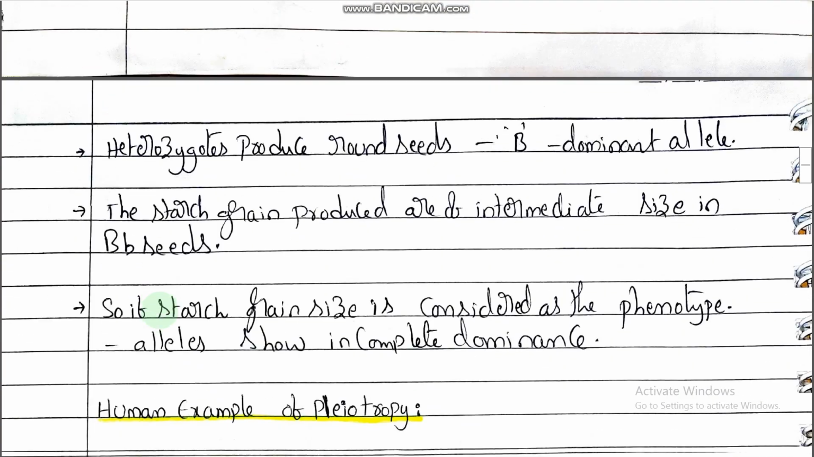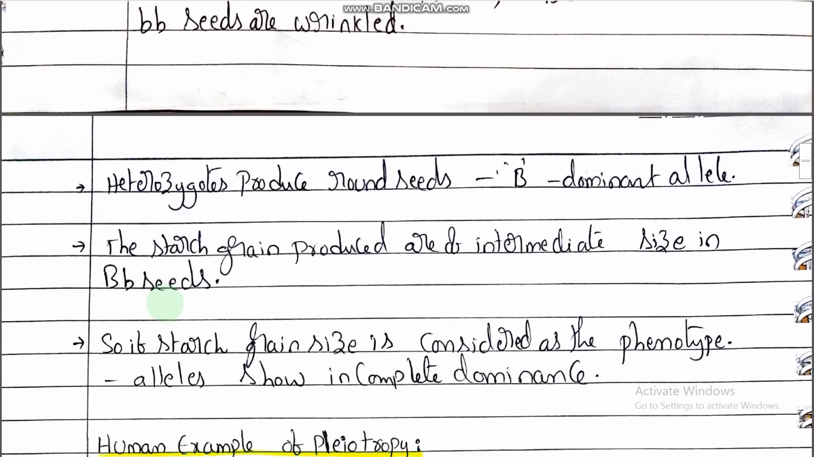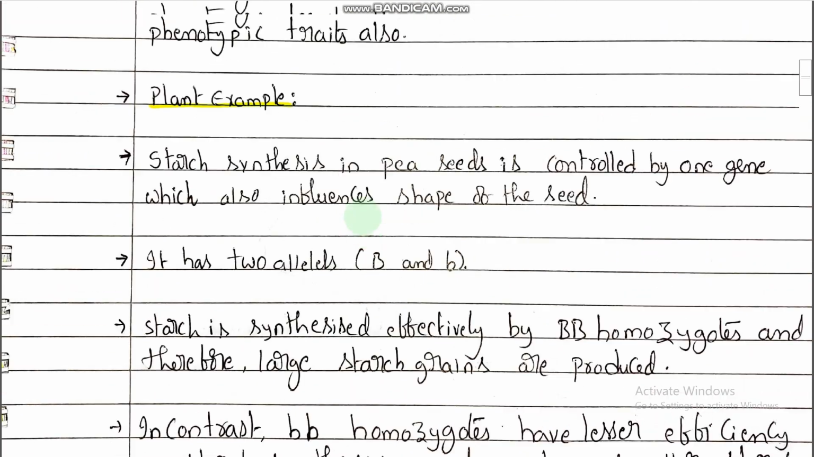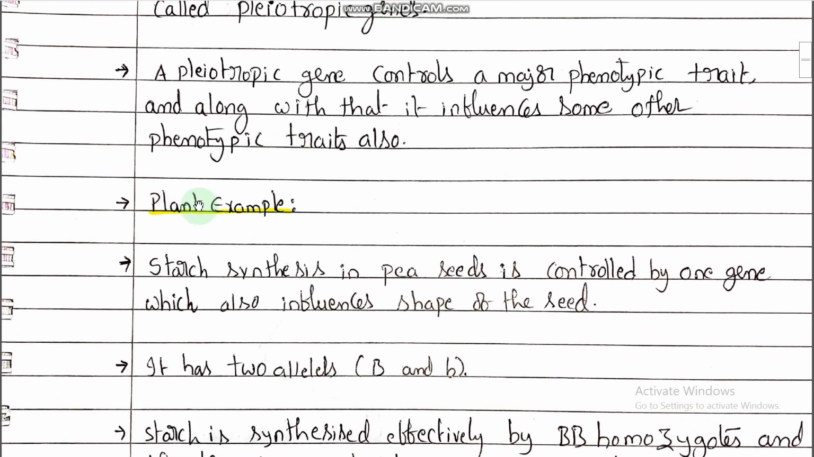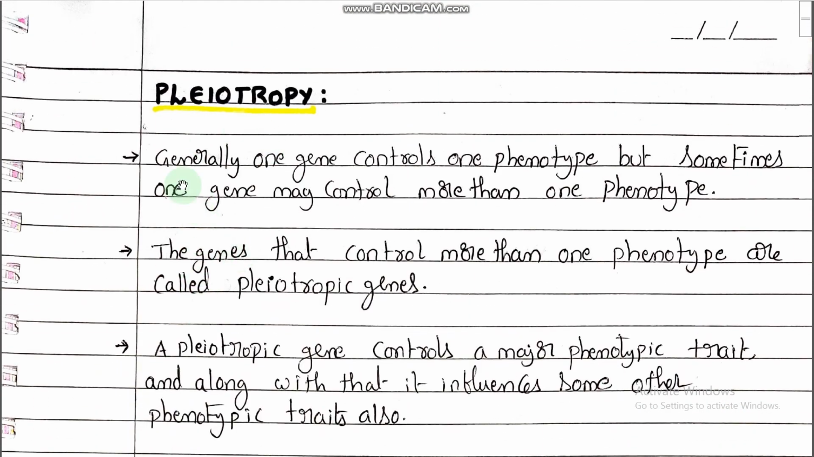Here we are discussing pleiotropy. You can consider the starch example for pleiotropy. Again I am revising: generally one gene controls one phenotype, but sometimes one gene may control more than one phenotype. That scenario is called pleiotropy, and the genes that control more than one phenotype are called pleiotropic genes, right?